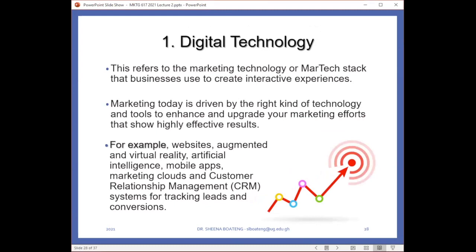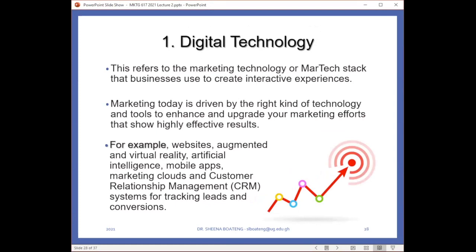So this refers to marketing technology, or what we refer to as the MarTech stack, that businesses use to create interactive experiences. So when we say a firm has a MarTech stack, it's basically the specific kinds of marketing technology that the business has at its disposal, that it is using to engage in its e-marketing activities, right?